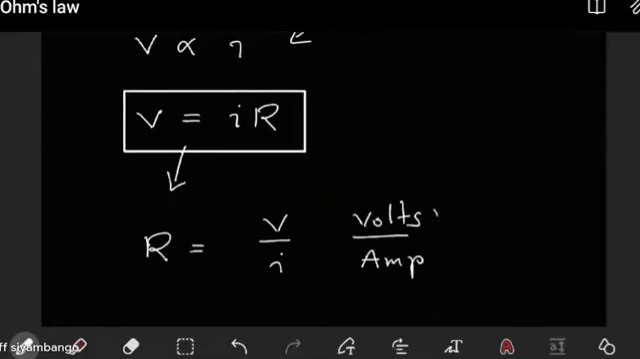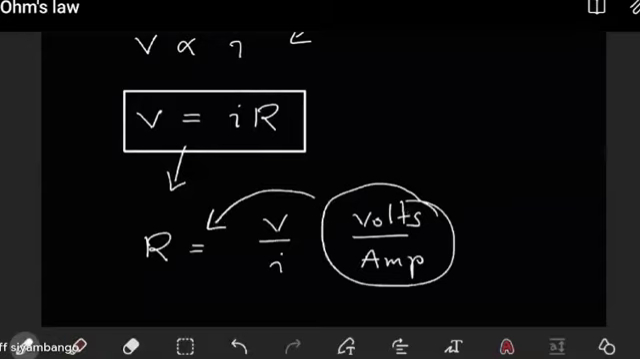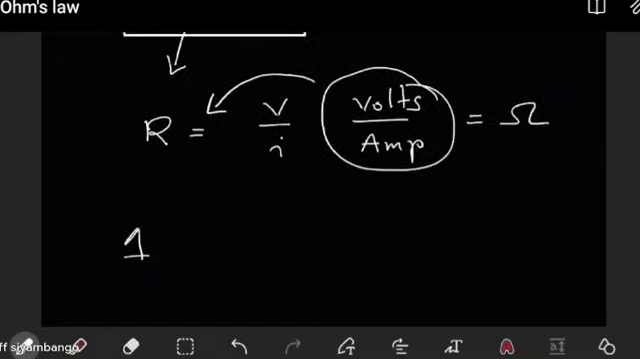Now, a combination of these two, since these are giving us resistance, means that the volt per amp has to correspond with the ohm. So we can now conclude that 1 ohm is actually equal to 1 volt per ampere. So those two have to relate in that way. Okay, so basically that is what Ohm's law gives us.